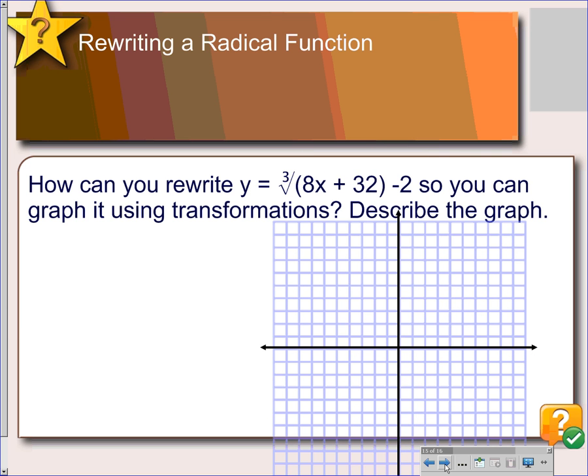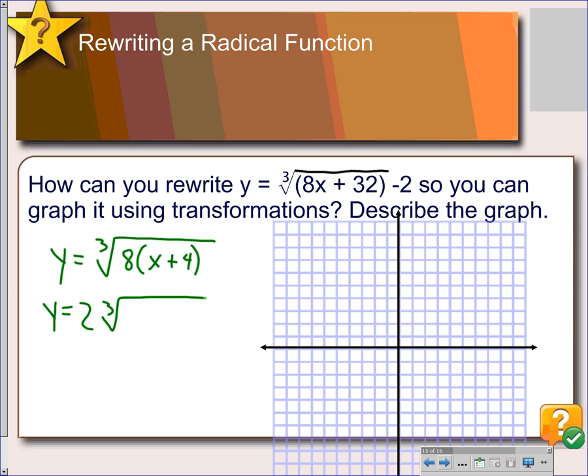Okay, here's another one with a cube root on it. The first thing we'll do is factor out a GCF. So the GCF of 8 and 32 is 8. So that leaves us with x plus 4. The cube root of 8 is 2. So we have 2 cube root of x plus 4. So the minus 2 that's hanging off on the end here, that's still there. It's not affected by the factoring that we did under the radical.